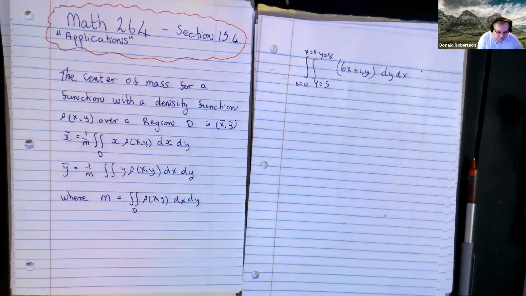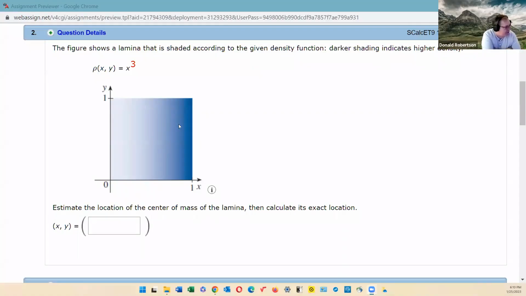Okay, let me now return to the next question, which is basically what all the others are going to look like. And it's this guy. This figure shows a flat plate, a lamina, that is shaded according to its given density function. Can you see that this function is much denser as x is big and not very dense at x being small? And we're being asked to estimate, actually to calculate, the center of mass.